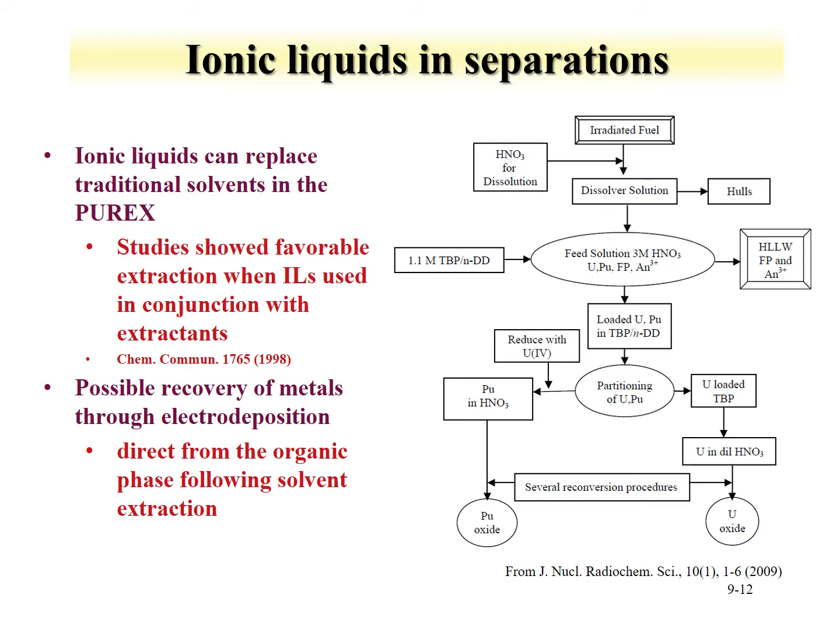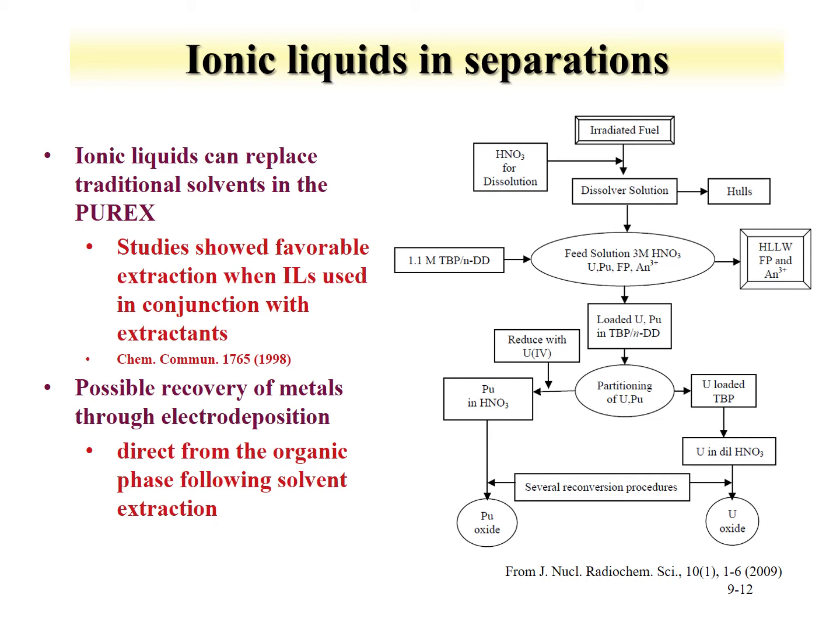Ionic liquids have been proposed as part of the nuclear fuel cycle. Shown here, ionic liquids can replace traditional solvents in the PUREX process. As we mentioned earlier, ionic liquids have low vapor pressure. One can put ligands, such as tributyl phosphate, into the ionic liquid, then use this as a means of achieving a separation with a solvent phase. The organic solvent phase is the ionic liquid.